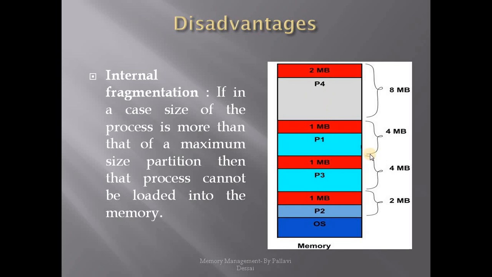Next partition is of 4 MB and process P1 is of 3 MB. So 1 MB of memory is wasted over here. Similarly, process P3 has been allocated this partition of size 4 MB. Here also 1 MB is wasted. This block which you can see in red is the wasted memory, and that is known as the internal fragmentation.